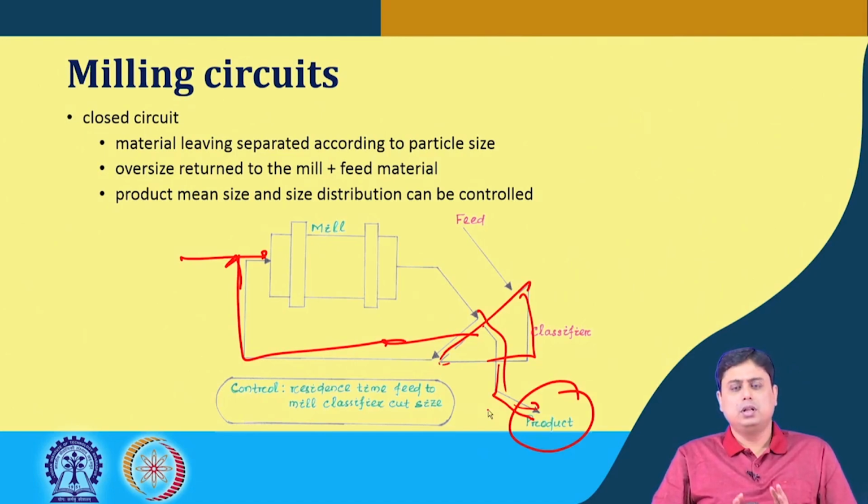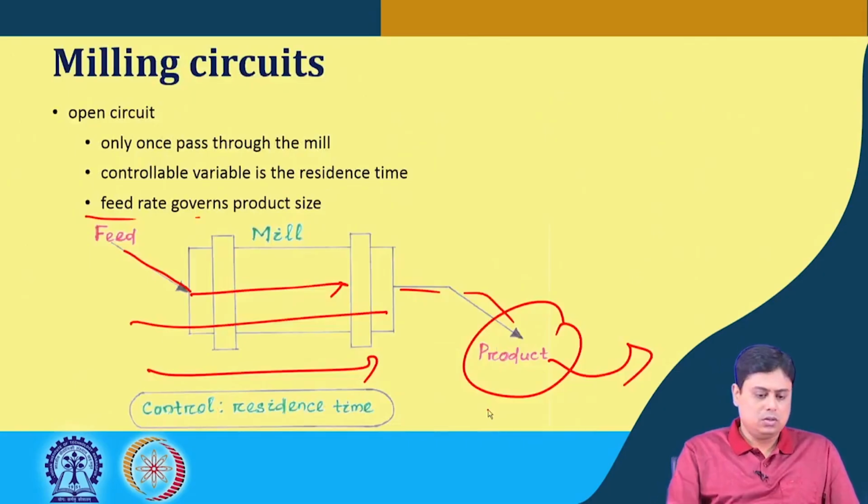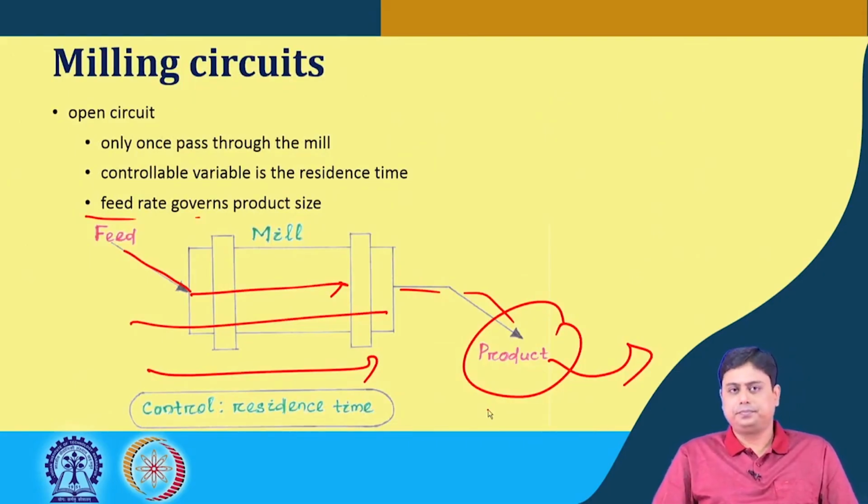Closed circuit operation is most popular in the industry because it is efficient. You control the mean product size as well as the size range, but in certain cases you cannot avoid using open circuit operations.